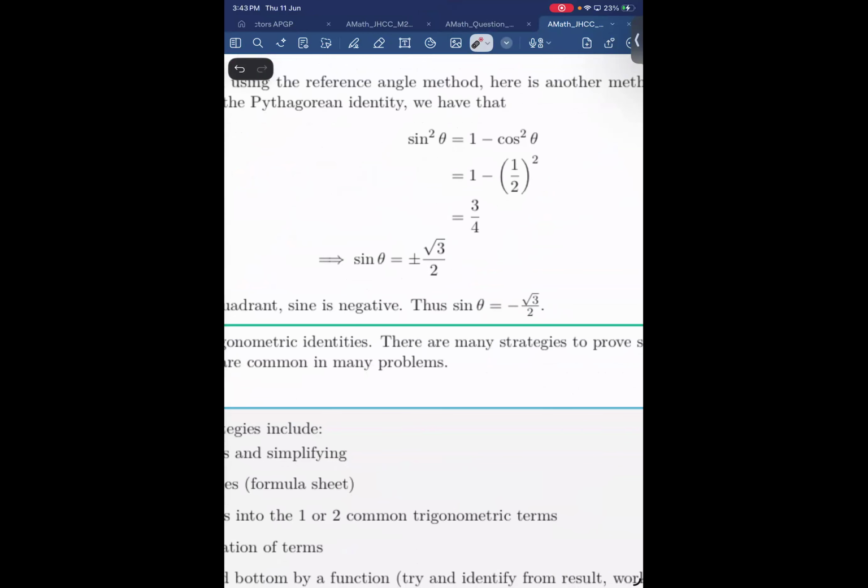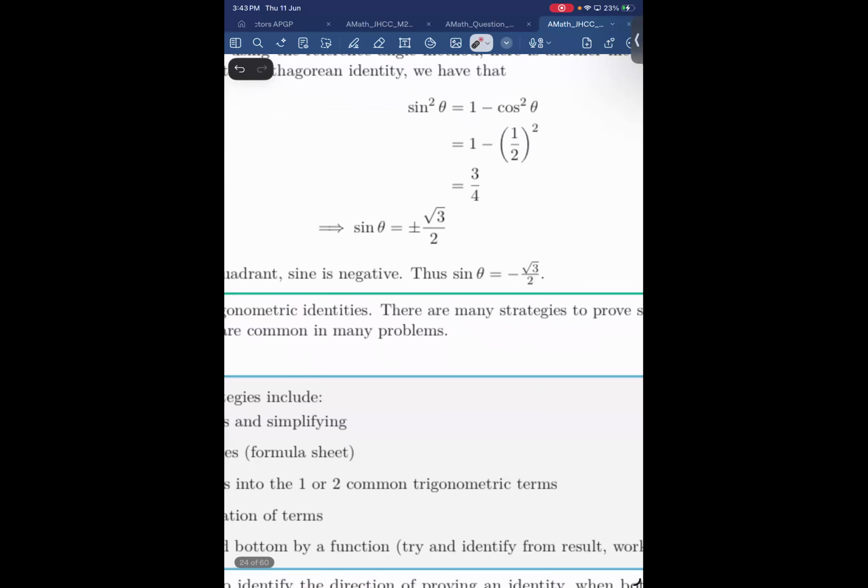Then part three, expressing all terms into one or two trig terms. Let's say you have sine and cosine together. That's not very good, so you want to convert maybe all the cosine to sine, or all the sine to cosine. Part four, looking to cancel terms. This one is quite common also. Try and use some kind of simplification to cancel stuff. And lastly, this one is the most difficult, when you have to multiply top and bottom by a certain function. I think I have an example that will cover that. But for the last one, if the question requires that, then it's very difficult.